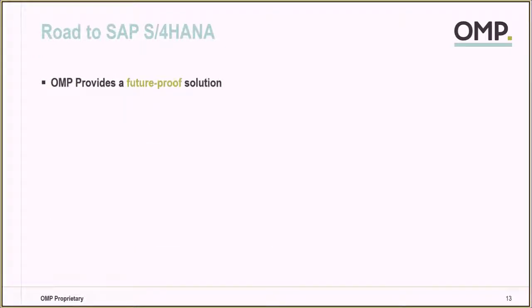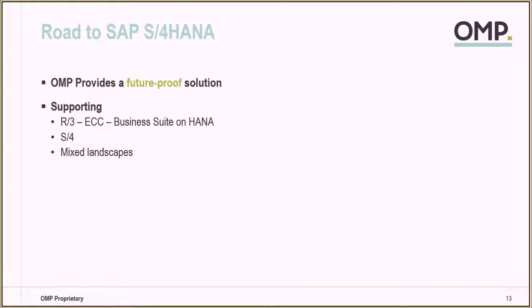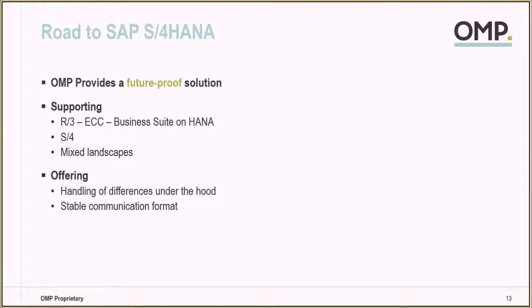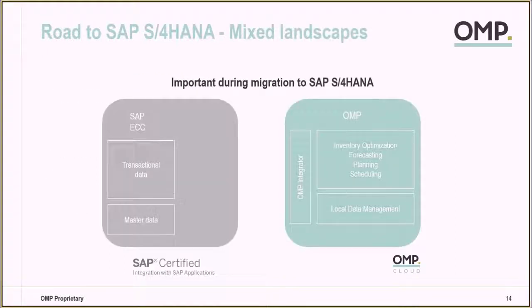OMP is providing you here a future-proof solution. A future-proof solution which supports R3 ECC business suite systems, whether or not on HANA, which supports S/4HANA systems, and even more important, mixed landscapes. We do this by handling the differences under the hood, ensuring that the communication format is stable and that towards the users of our tools, there's no difference regarding whether there is an R3, an S4, or a mixed landscape of SAP systems behind the scenes. This is very important, especially during the migration to SAP S/4HANA.